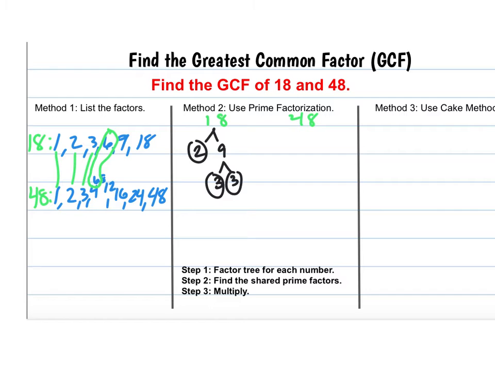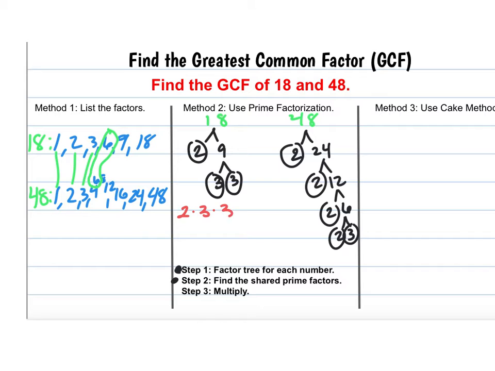So notice it says step 1 is to factor the tree. So I'm going to do that first. 2 and 24, 2 and 12, 2 and 6, 2 and 3. Step 2 is to find the shared prime factors. So first I'm going to write them out. 2 times 3 times 3 compared to, and I line them up top to bottom. Line them up. 2 times 2 times 2 times 2 times 3.